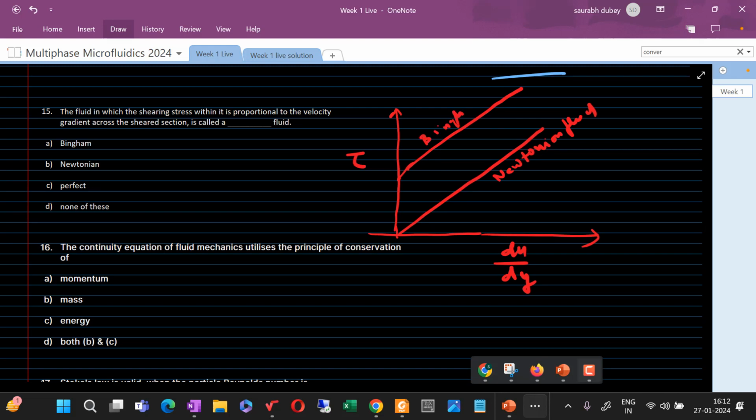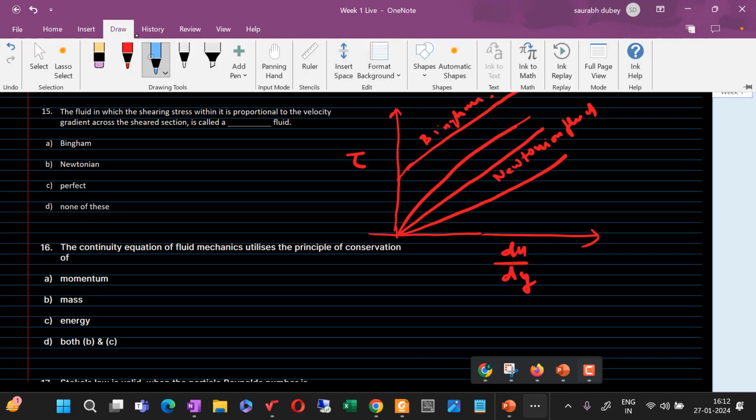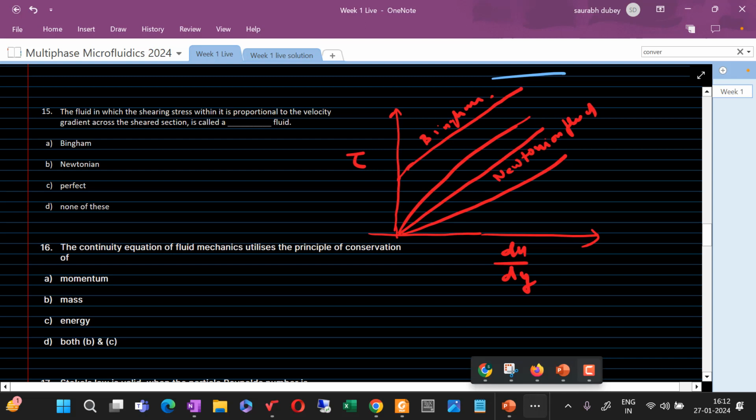Bingham. And what are these two? Just for the sake of revision, what are these two?